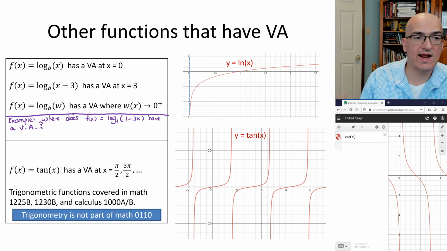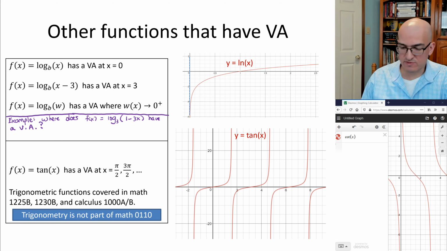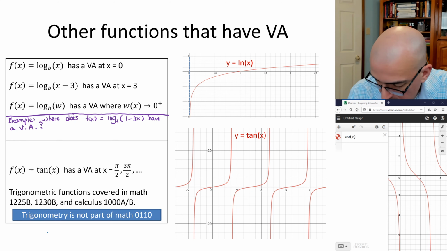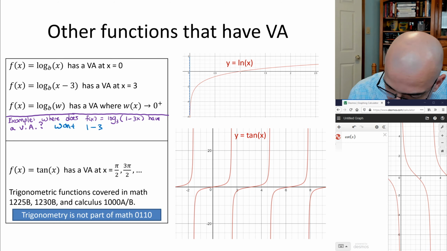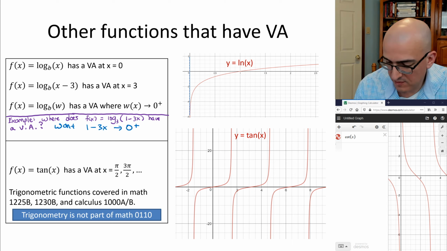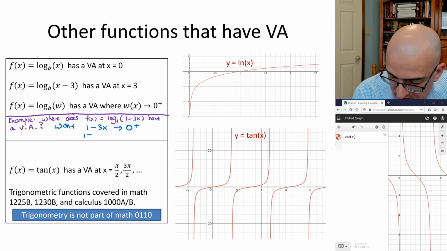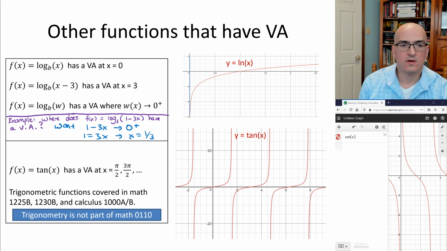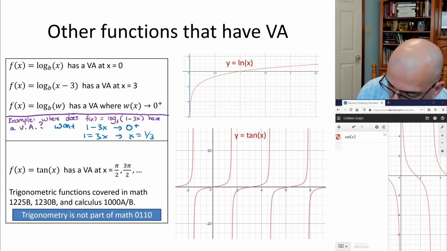So where does that happen? Where does this function have a vertical asymptote? So we want 1 minus 3x to go to 0 plus. So 1 is equal to 3x. That means x is equal to 1/3. So vertical asymptote at x equals 1/3.